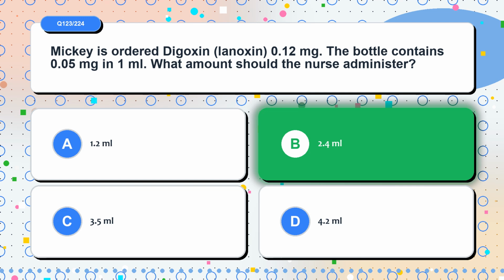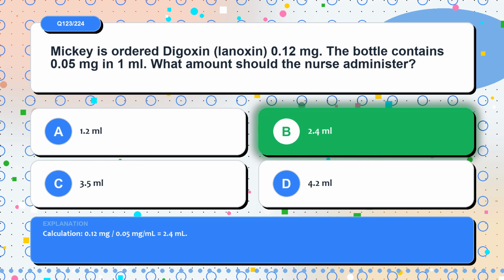The correct answer is option B, 2.4 ml. Calculation. 0.12 mg divided by 0.05 mg/ml equals 2.4 ml.